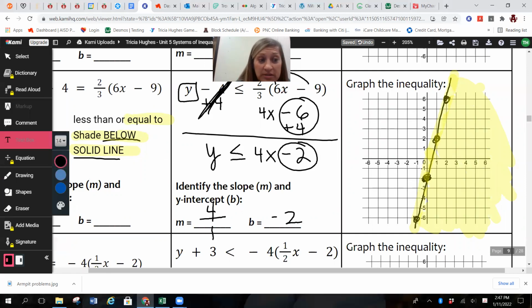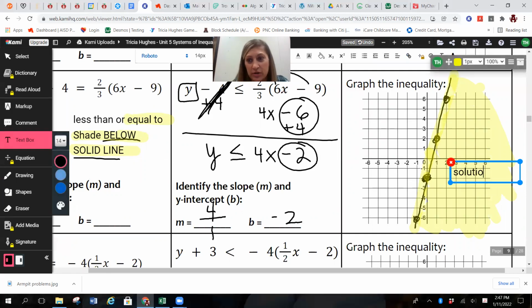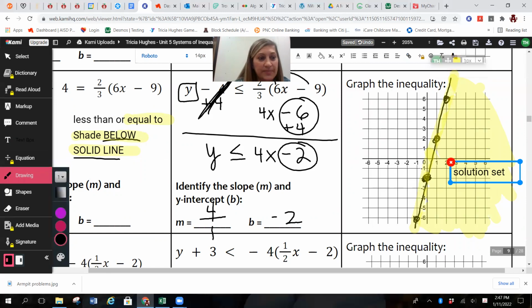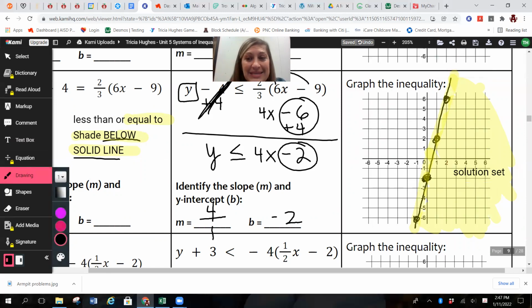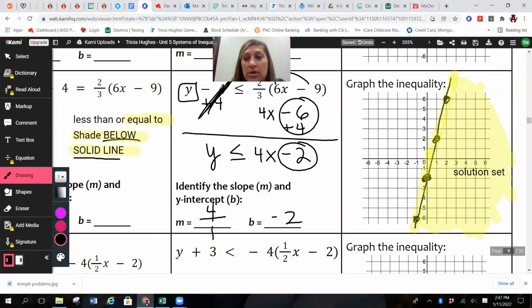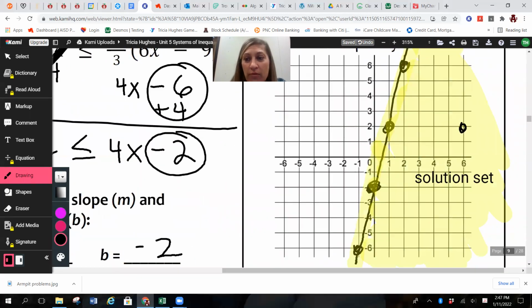What do I call this? I call this the solution set. Every point in this solution set is a solution. Okay, so a point right here, a point close to the line, a point even closer, a point on the line, any point in the yellow shaded region is a solution.